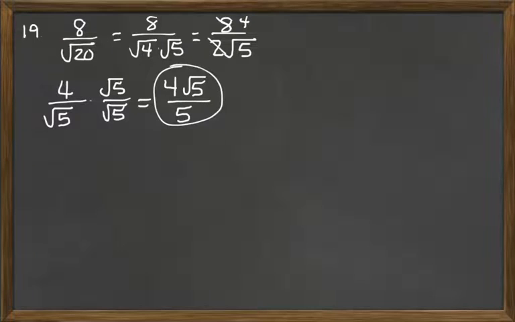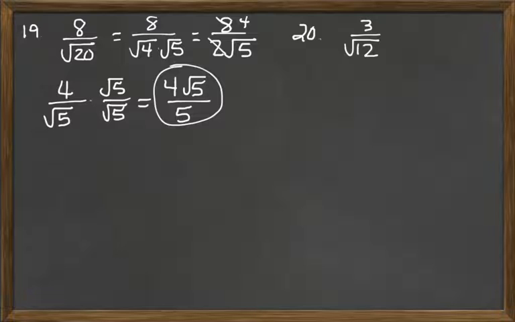And that gives you 4 times the square root of 5 over the square root of 25, which is 5. Mission accomplished. We do not have a radical in the denominator. It's perfectly okay to be in the numerator. Let's try another one. Again, the best way to handle these is to simplify first.